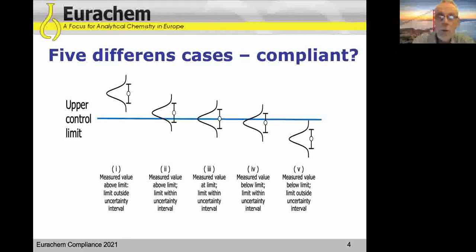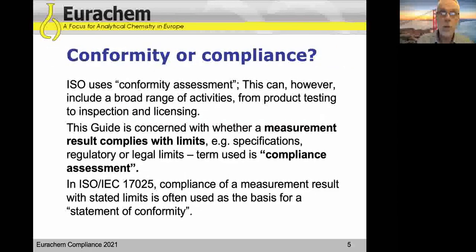And we can have 5 different cases. If we start from the left, we can have a measured value clearly above the limit, but we can also then have a measured value which is close to the limit, on the limit, and slightly less than the limit. And it's these cases marked 2, 3, and 4 where we have problems, where we need to have guidance to come further. And the really good thing we need is the decision rule.